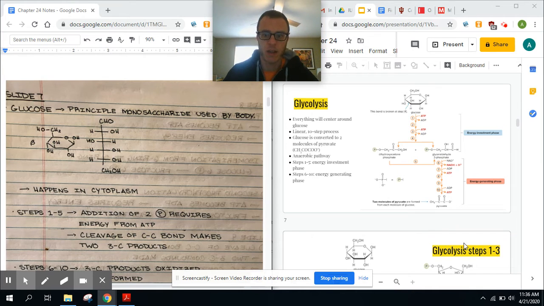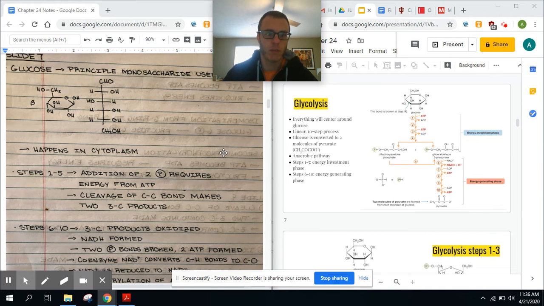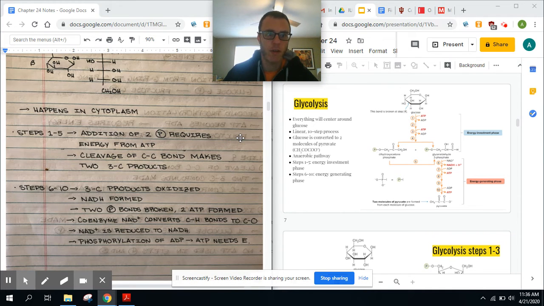You can see the next slide is steps 1 through 3. Glucose is our principal monosaccharide. Here's our beta anomer, and then this is our straight chain. It's not a ring yet. All of this goes down in the cytoplasm. In steps 1 through 5, we're adding 2 phosphates. The addition of 2 phosphate groups requires energy from ATP. The cleavage of a carbon-carbon single bond makes 2 three-carbon products. We're taking glucose, which has 6 carbons, and chopping it in half so we have 2 three-carbon molecules.